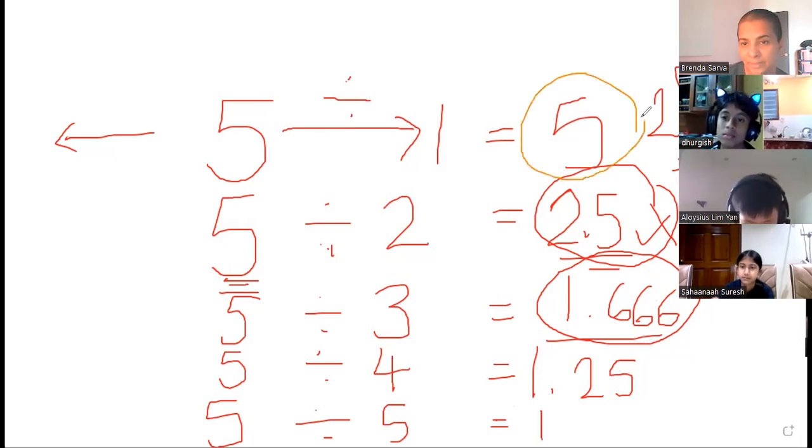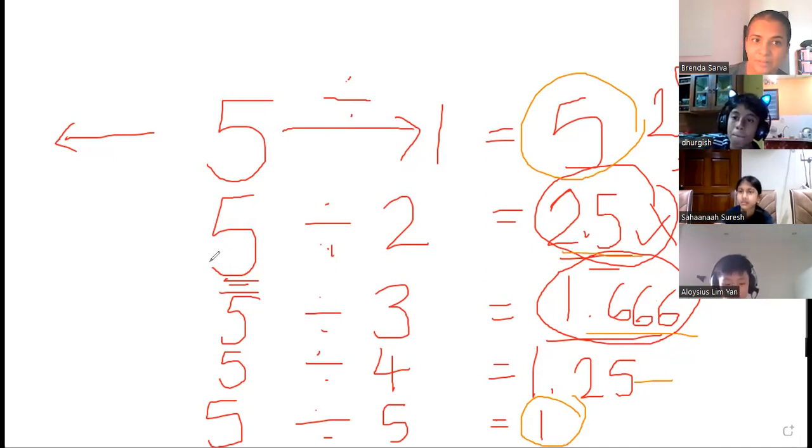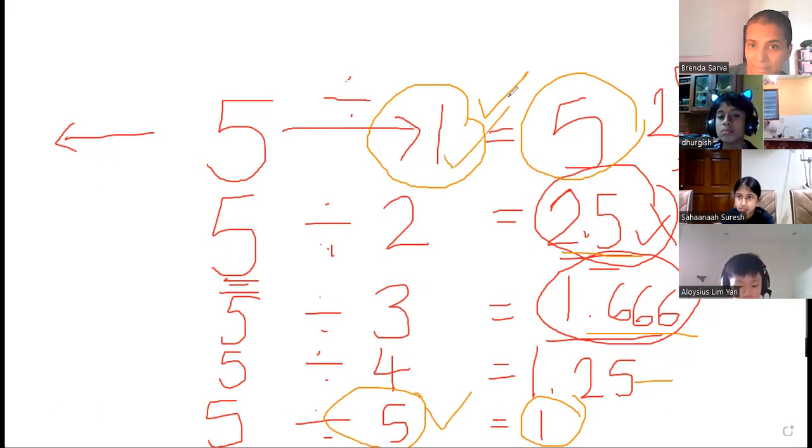This is a whole number. This is a whole number. This is a decimal. This is a decimal. This is a decimal. Can you see that difference? So prime numbers are numbers that can divide perfectly by itself, 5 divided by 5, and 1.